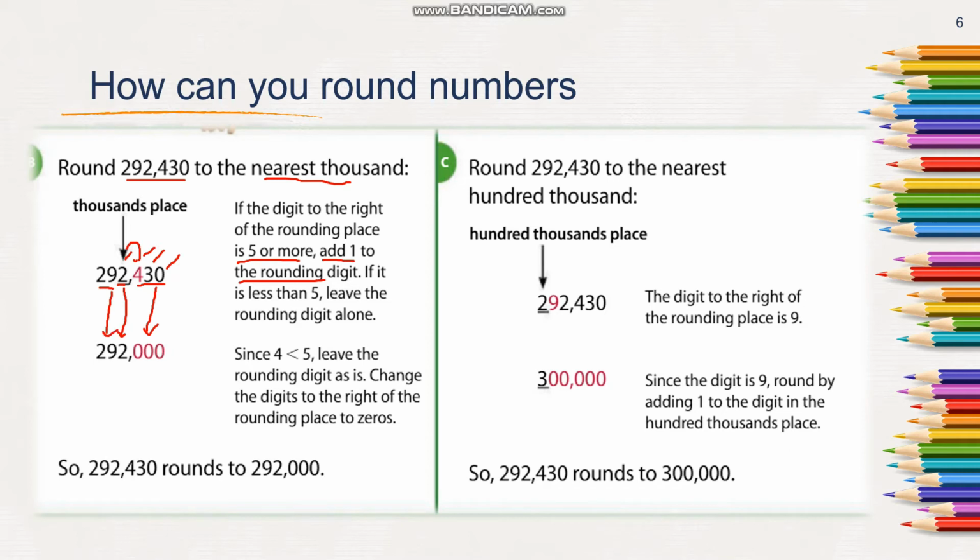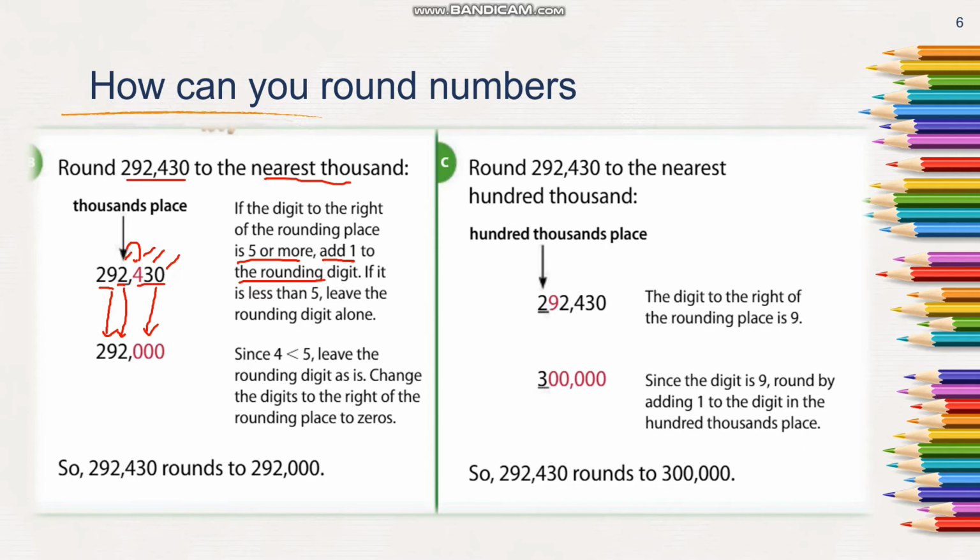That's why the rounded number of 292,430 to the nearest thousand is 292,000. Okay, so since 4 is less than 5, we'll leave the rounding digit as is and change the digits to the right of the rounding place to zeros.